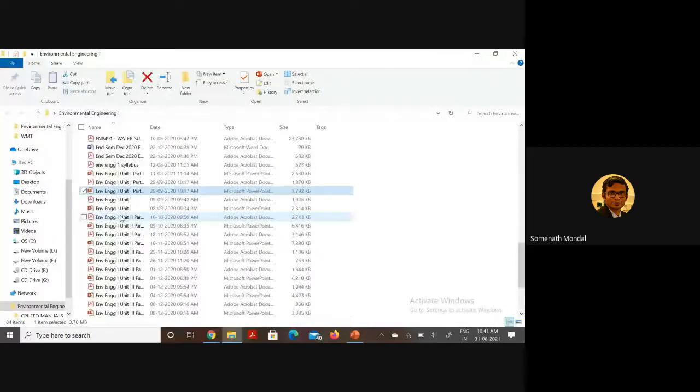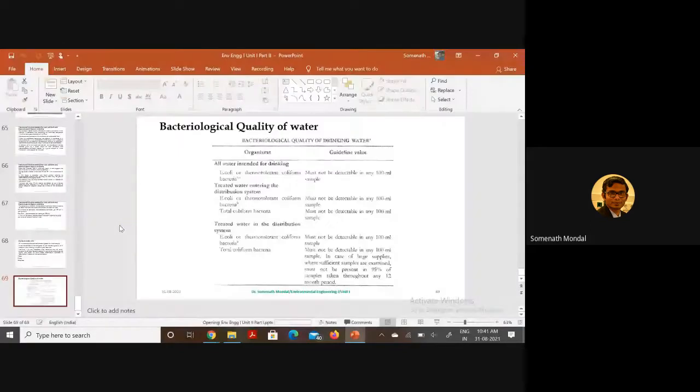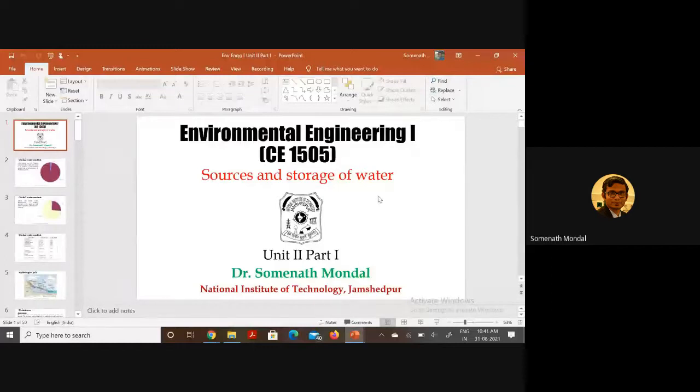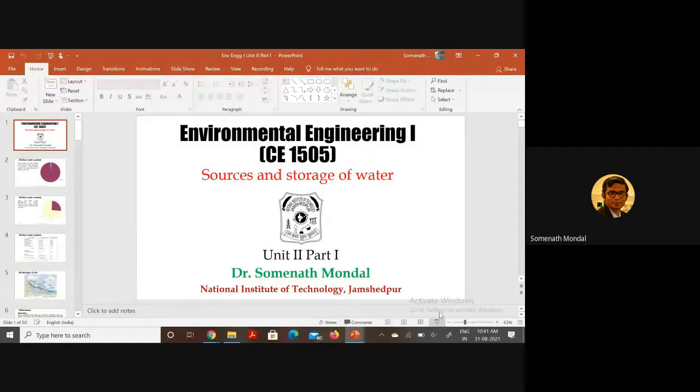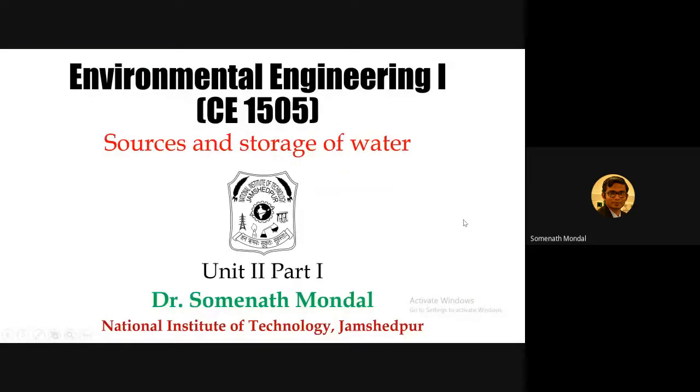We'll be discussing the surface sources of different types of water. So sources and the storage of water, we'll be discussing these things here. So we have finished unit 1. Now we are going to talk about unit 2. So these units are mentioned in the syllabus. You can go through those units.